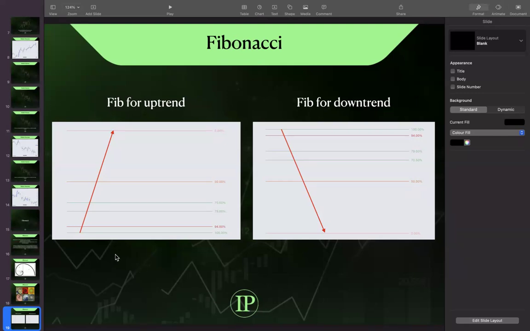So I will get to how we draw this shortly, but just so that you understand, these are percentages. And that is a discount. For an uptrend, it is a discount, discount, discount, discount. In a downtrend, it is a premium. Premium, what do I mean by premium?